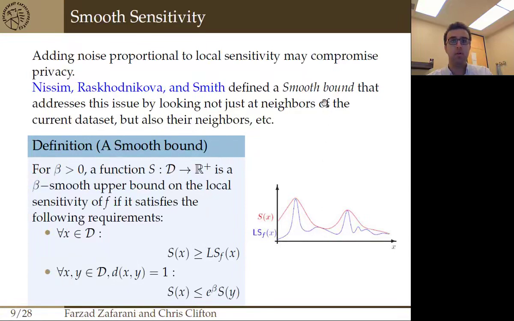So Nissim et al. defined a smooth bound that addressed this by not only looking at the neighbors of the current data set, but also their neighbors. They defined the smooth bound, which is, for a beta greater than 0, a function s is a beta smooth upper bound on the local sensitivity of f if it satisfies the following two requirements. First, it is greater than or equal to the local sensitivity, and second, it is a smooth function. And we have demonstrated that in the right-hand side figure.